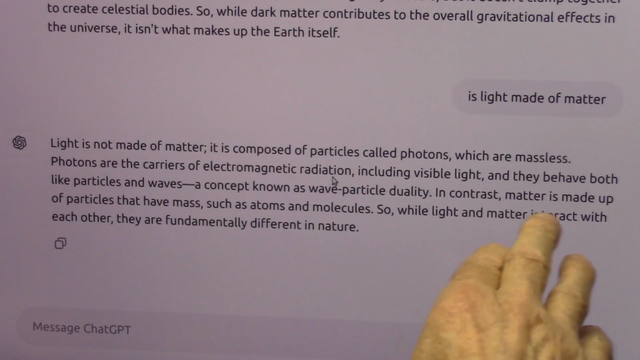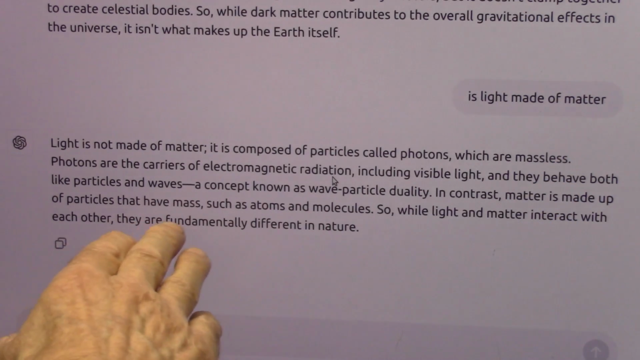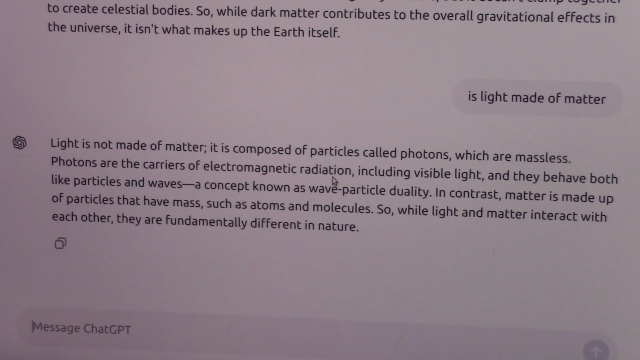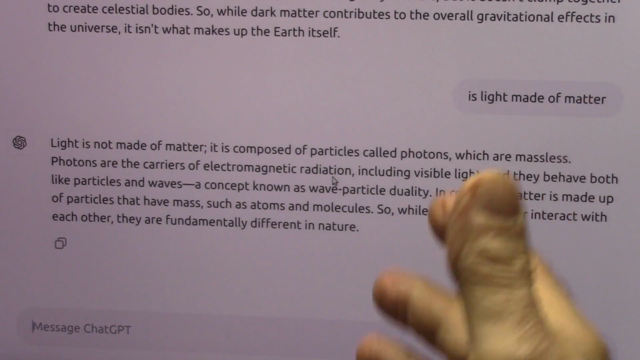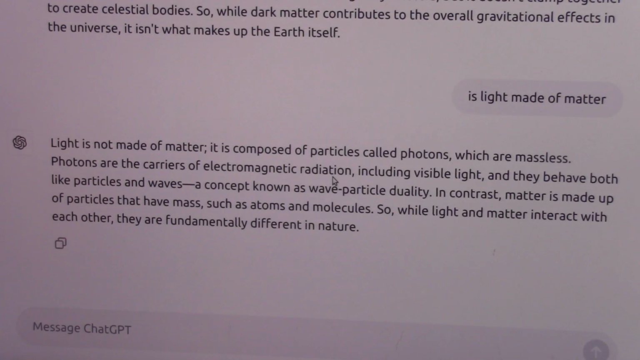Now they say, in contrast, matter is made up of particles that have mass. Yes, everything has mass. They know it has mass. Light has mass. There's no question about it. You shine it on a Crookes radiometer, it makes it spin. Why do they think that happens if there's no mass? Why is that happening?